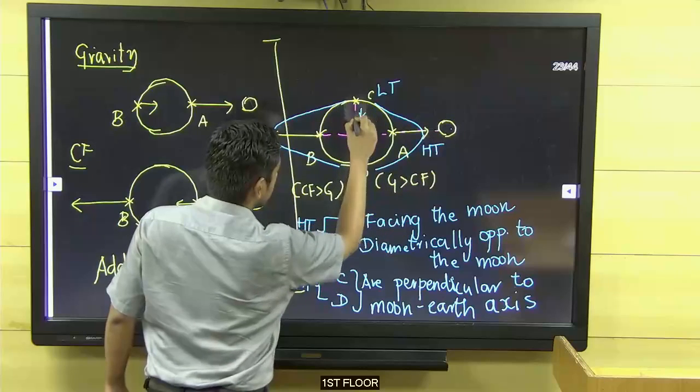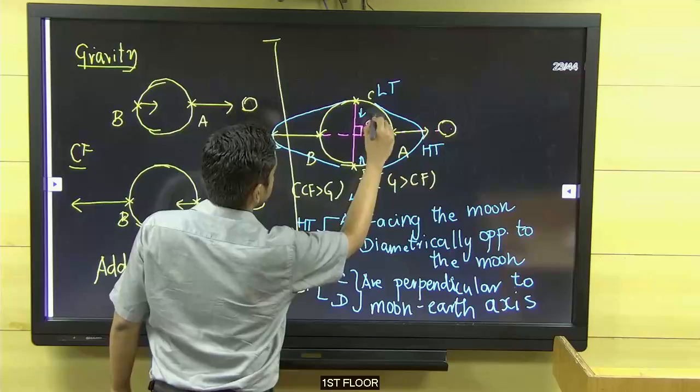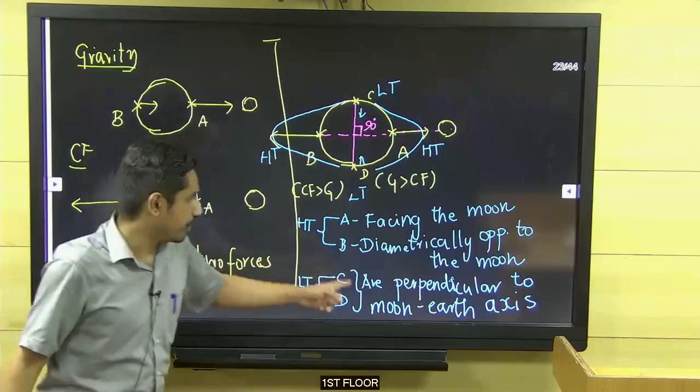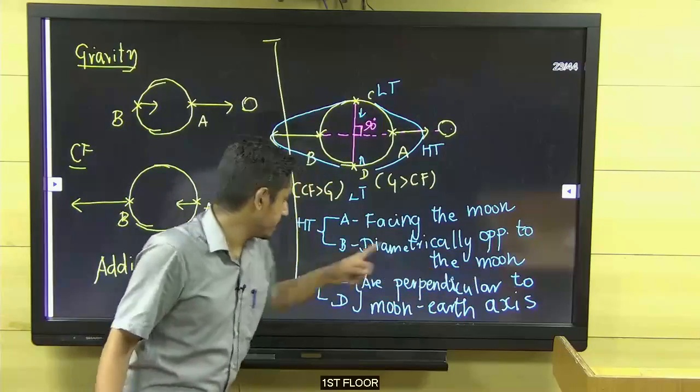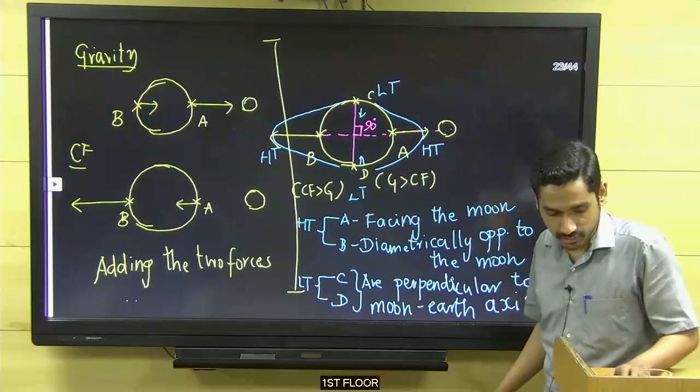This is perpendicular, 90 degrees. C and D, perpendicular to moon earth axis. They will experience low tide. Take your time and draw. Realize and draw when you do that.